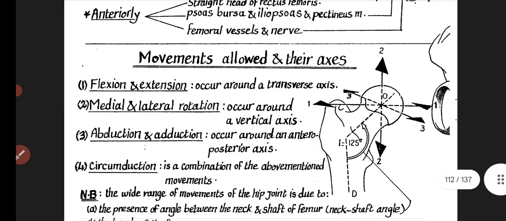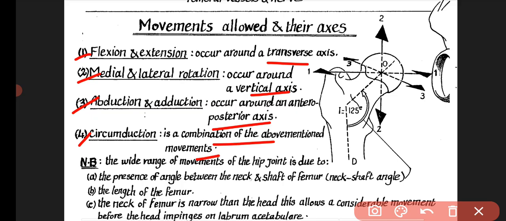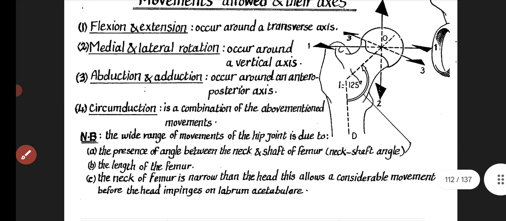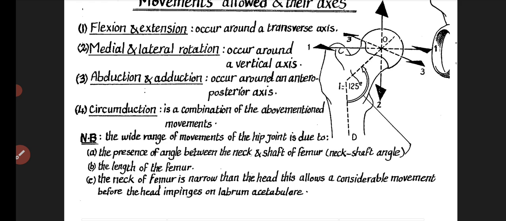Okay, next one is the movements allowed. Flexion and extension occur in the transverse axis, medial and lateral rotation in the vertical axis, abduction and adduction in the anteroposterior axis, and circumduction is a combination of all the above movements. Okay, these are the movements allowed in the hip joint.